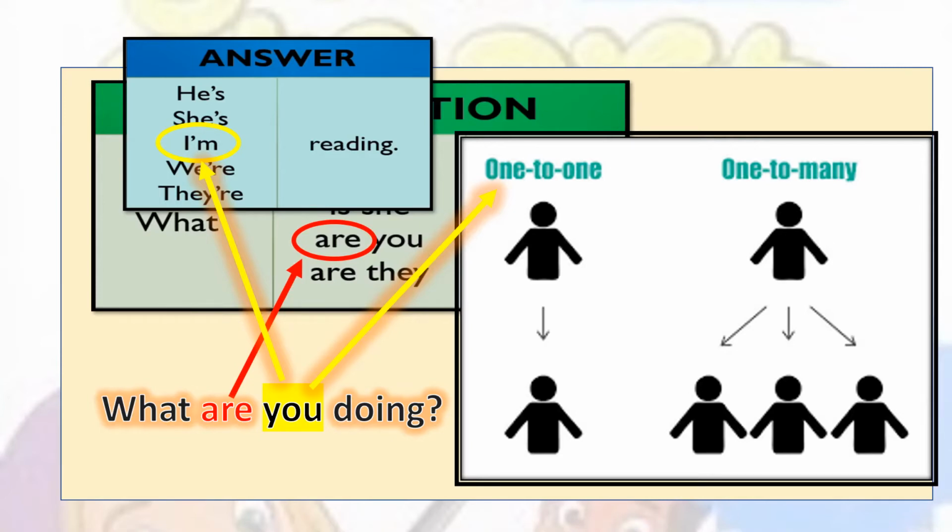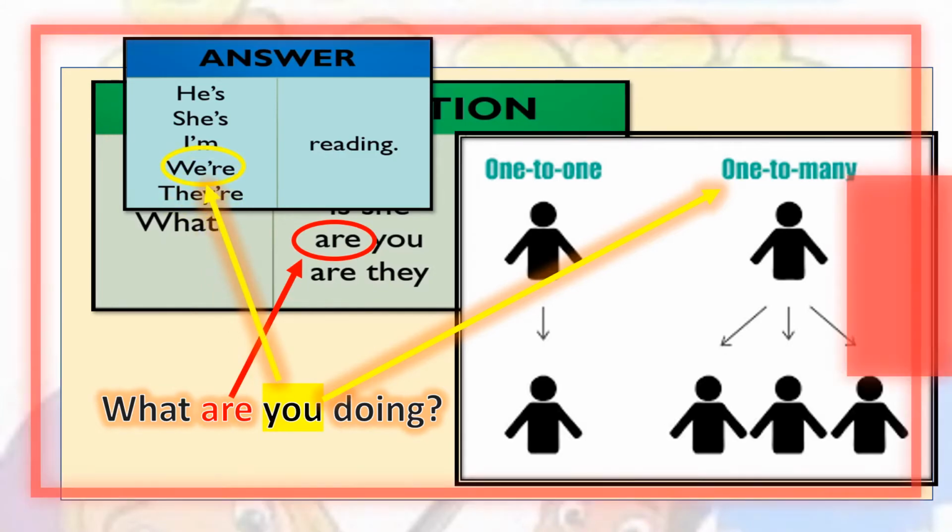But when we ask the question one to many, "What are you doing?" When you ask the question to many people, your answer should be "We are reading." Okay?